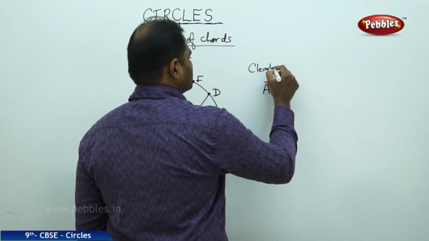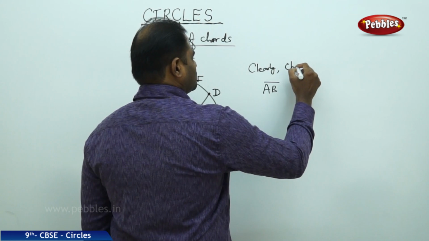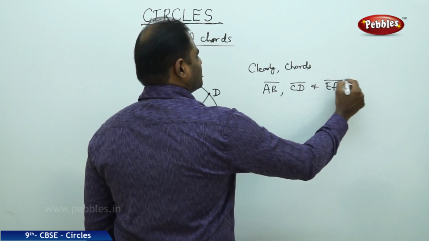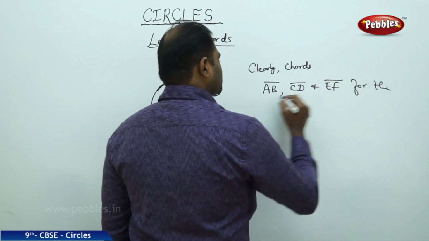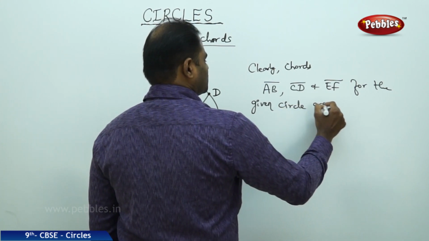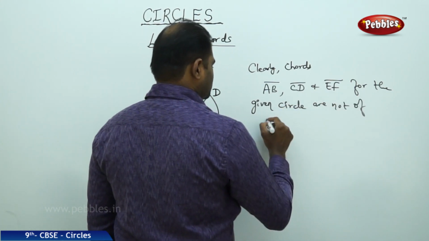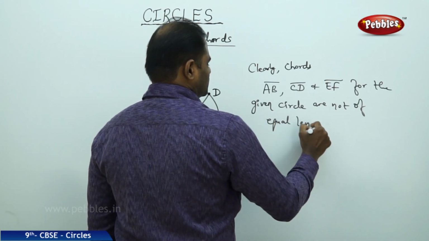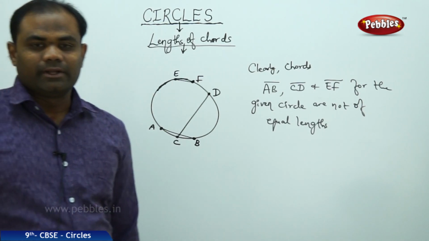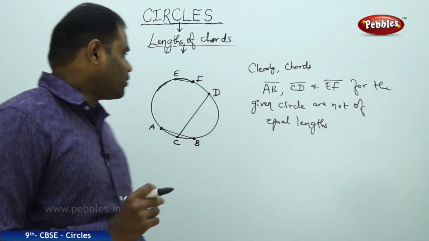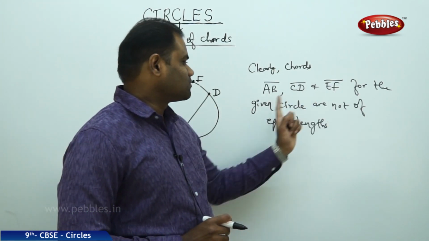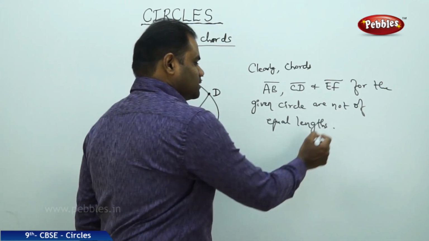So I make the learning outcome that with the chords, clearly chords AB, CD and EF for the given circle are not of equal lengths, the reason being that the pair of points which we consider will decide the length of the chord. So AB, CD and EF for the given circle are not of equal lengths.